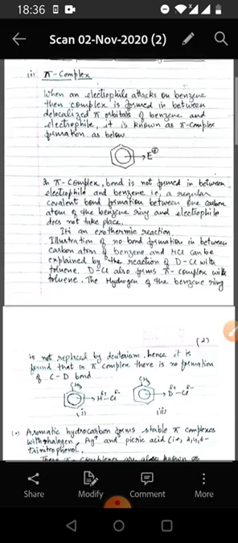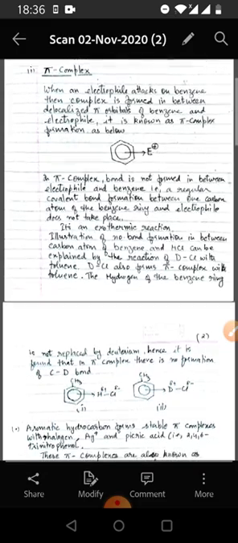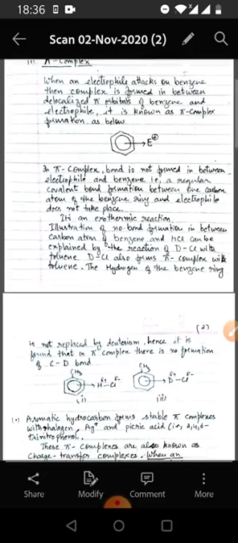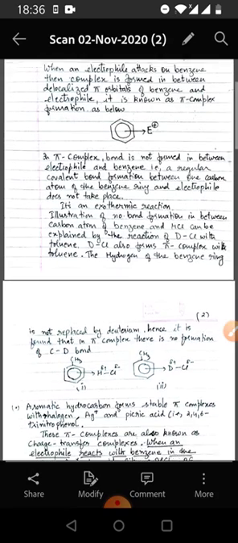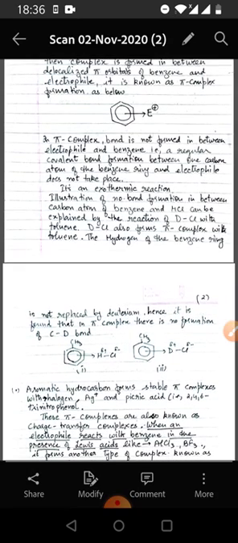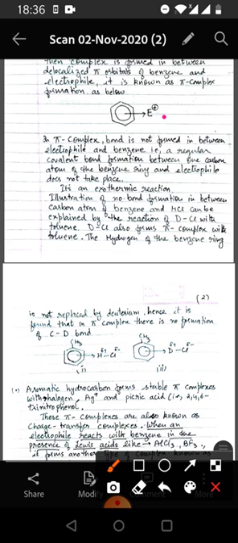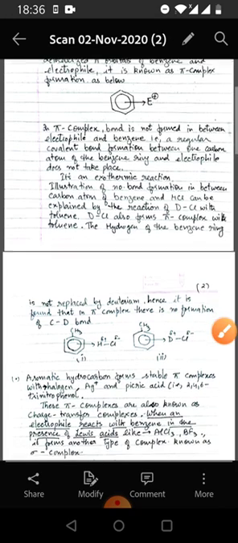When an electrophile attacks benzene, complexes form between the delocalized pi orbitals of benzene and the electrophile. It is known as pi complex formation. In this, the electrophile forms a bond with the delocalized pi electron cloud system of the benzene and not with any particular carbon atom.